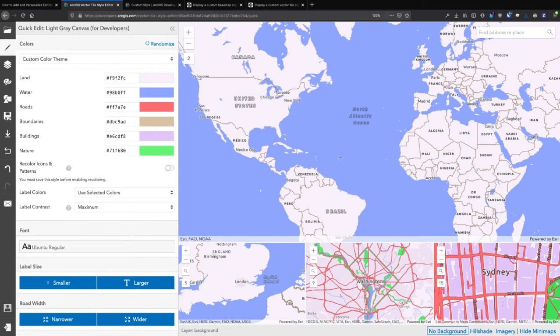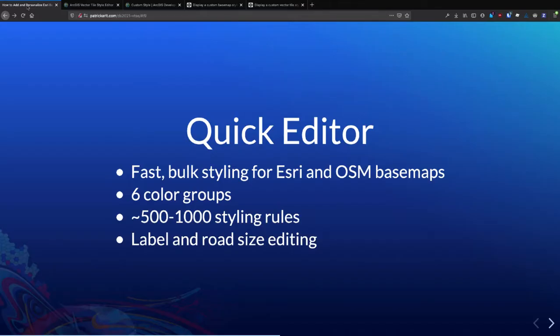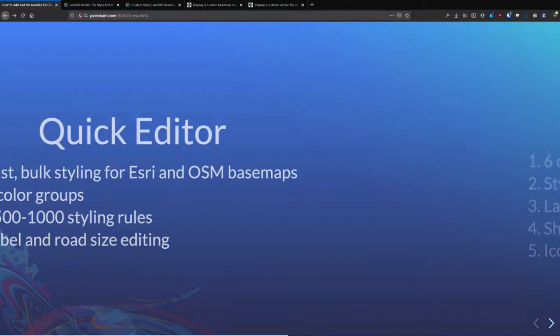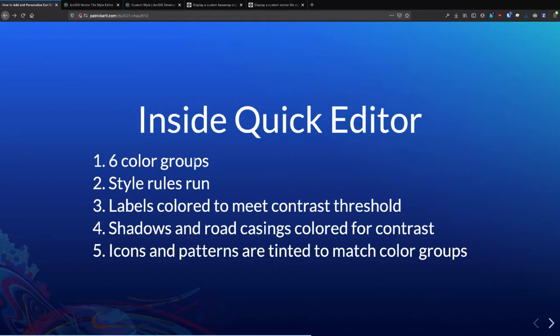Playing around, I kind of like how this is looking. We're just going to leave this here and take a look at how this actually works internally. Whenever one of those 6 color groups gets modified, we run all of the styling rules, and then labels get recolored to meet that contrast threshold.